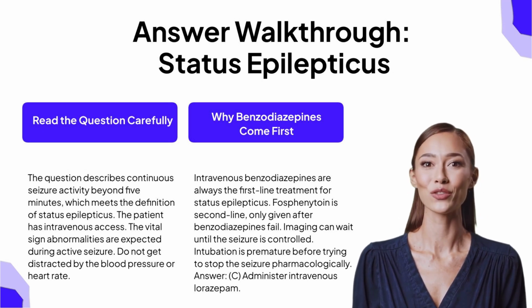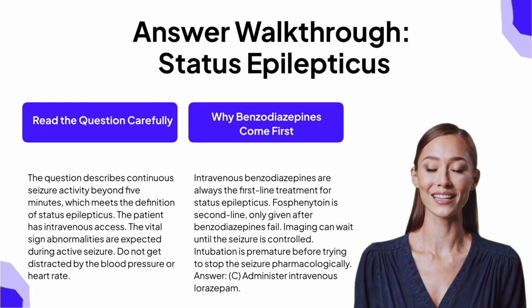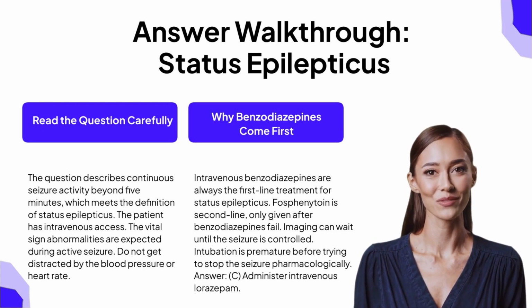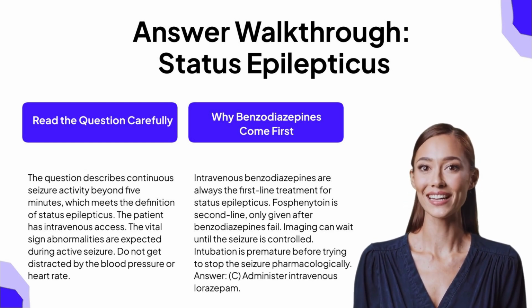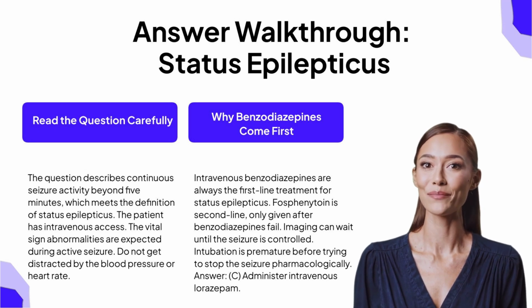Getting a computed tomography scan during active seizure activity is inappropriate because you need to stop the seizure first. An intubation is premature because you have not tried pharmacologic treatment yet. The correct answer is C, administer intravenous lorazepam.